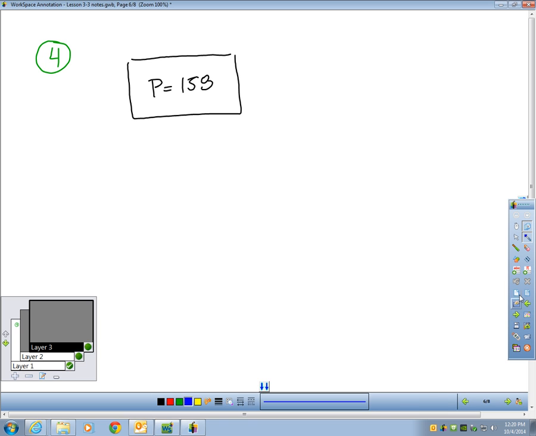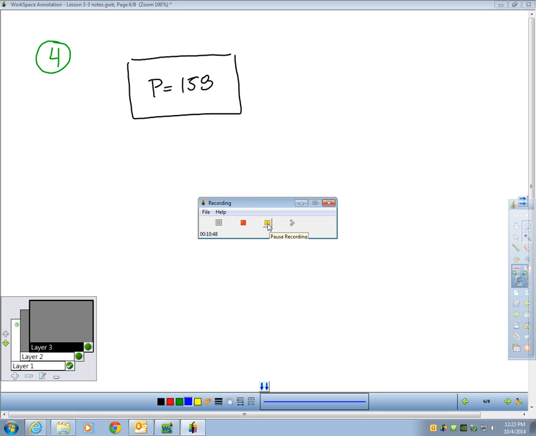Let's go to the worksheet I gave you, okay? Question number 4 says the perimeter of a rectangle is 158. Now remember, perimeter means if I add up all 4 sides, I'm getting 158. It says the width is 3 less than the length. Find the length and width.